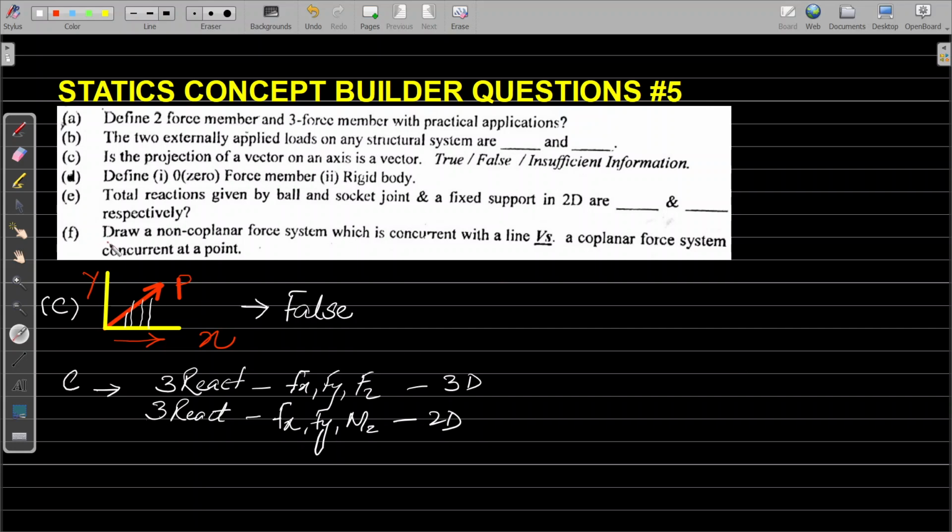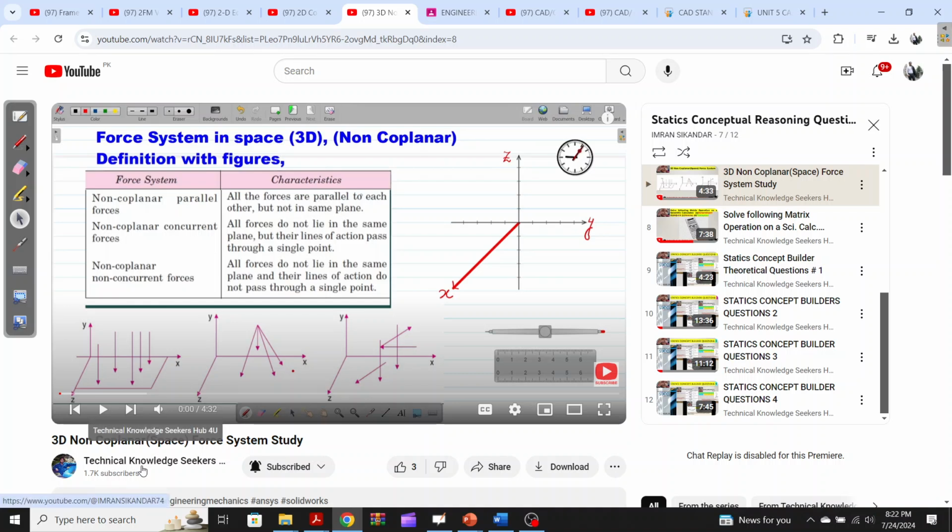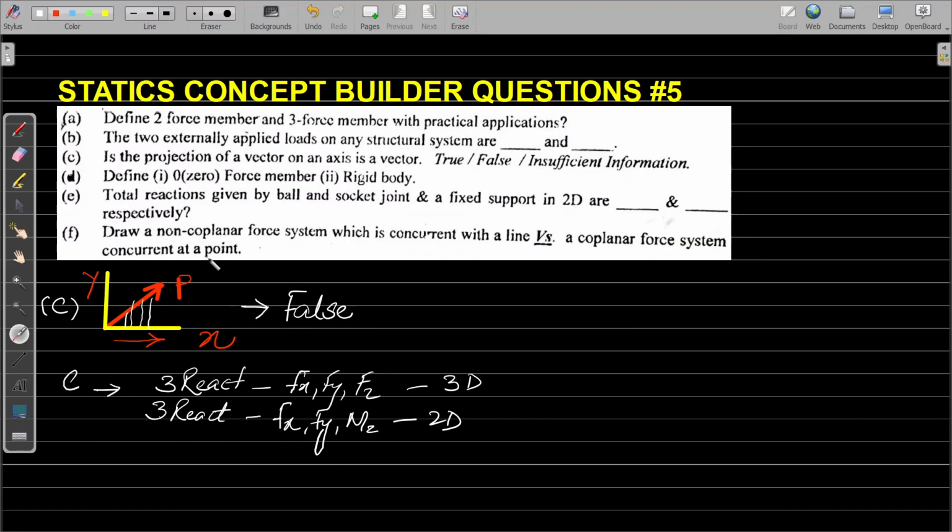What about the first one? This is a bit typical. He says draw a non-coplanar force system which is concurrent with a line. For this, remember the video named 3D non-coplanar space force system study. He explains non-coplanar concurrent forces: all the forces do not lie in the same plane, yes, it is non-coplanar, but their lines of action pass through a single point, and it is concurrent. That is what he is asking, but he's saying with a line.